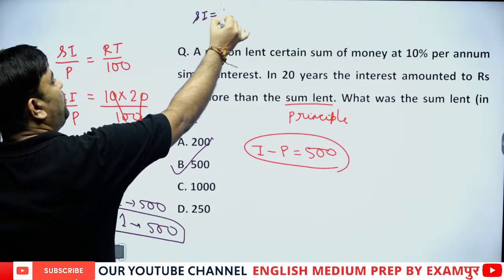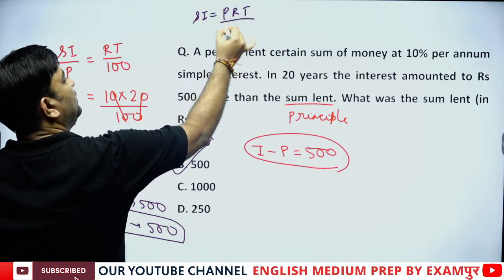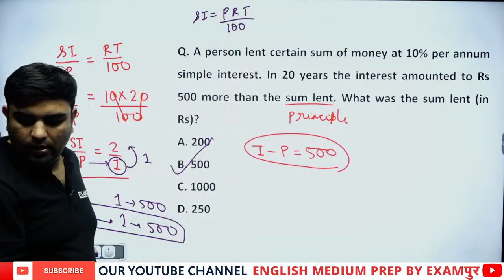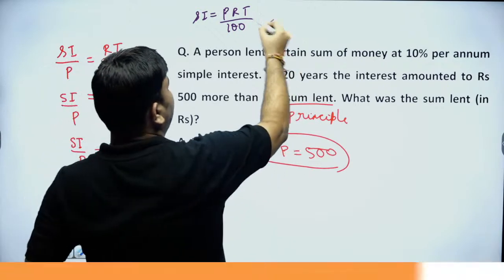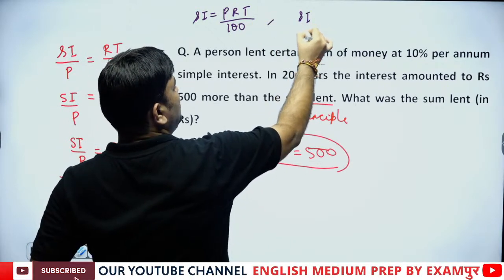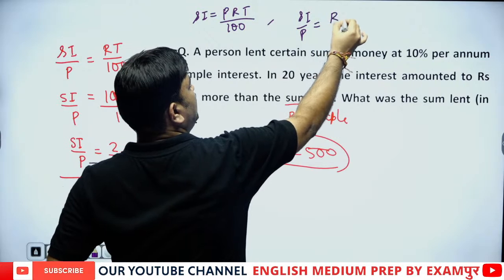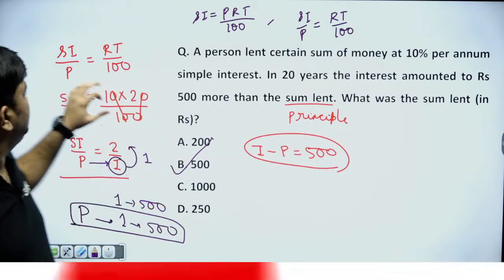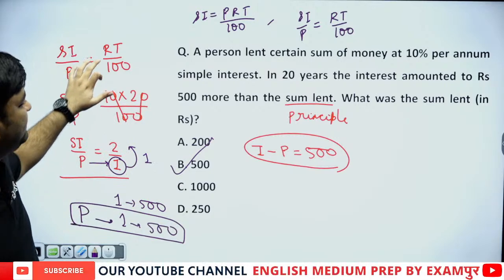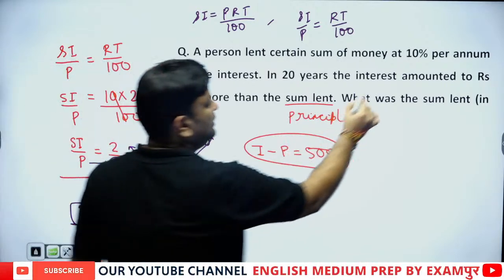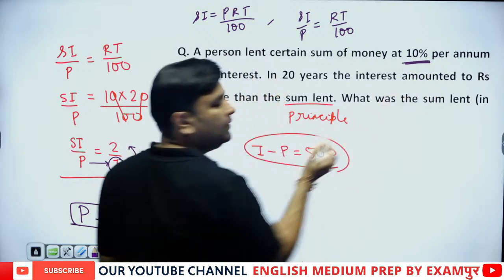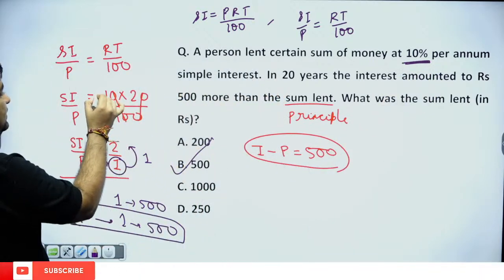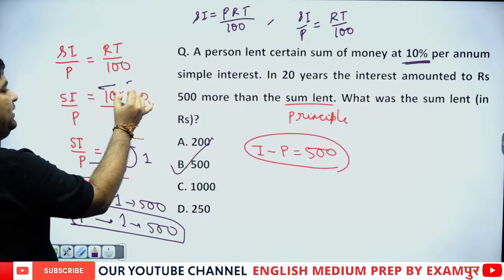SI is equal to PRT upon 100. So, if I take P in the denominator, SI over P is RT over 100. Now, see how we have put the values. SI over P: rate is 10, time is 20, divided by 100.